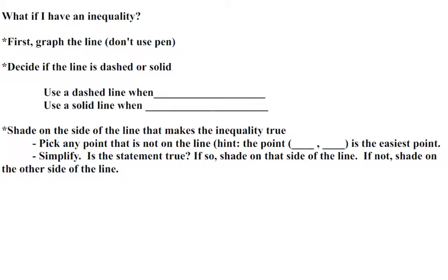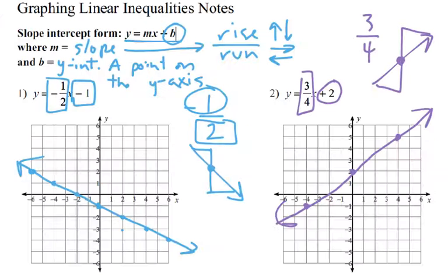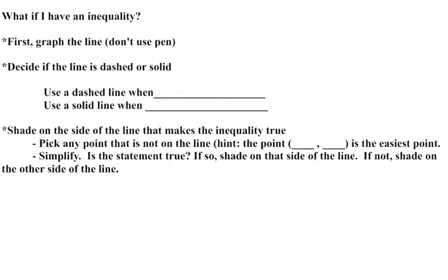Okay, so now, what if it's an inequality? What if instead of equals here and here, we had less than, or greater than or equal to, or less than or equal to? Okay, that's what it's saying here. So, remember the steps. We first graph the line. Now, if you're going to use a pen, you've got to know where the line is, the points, and then do this part. Okay, you've got to decide if the line is dashed or solid.